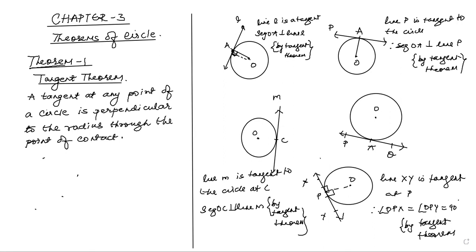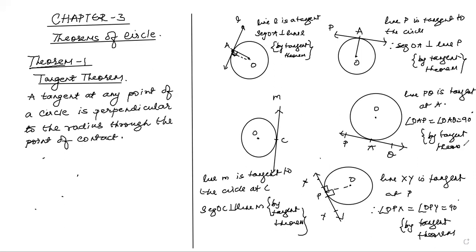Are you getting me here, children? Here again, see, line PQ is tangent at A. So what should come to your mind, children? Therefore, angle OAP equals angle OAQ equals 90 degrees by tangent theorem.